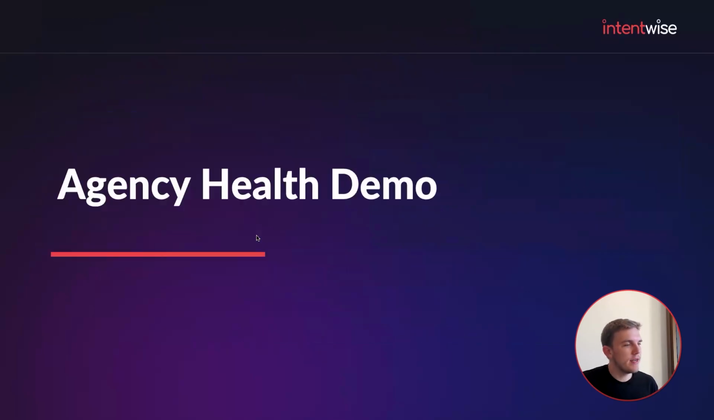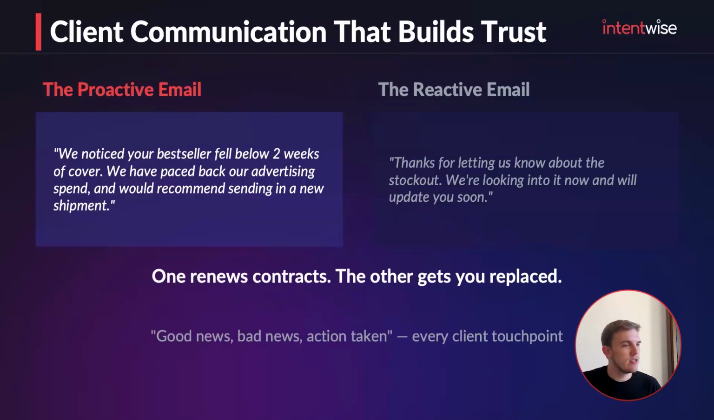So we looked at what an agency health dashboard looks like, but now I want to look at what impact that can have. Again, we talked about being proactive versus reactive, and I think this is really big in building trust with your clients and reducing the churn within your client portfolio.